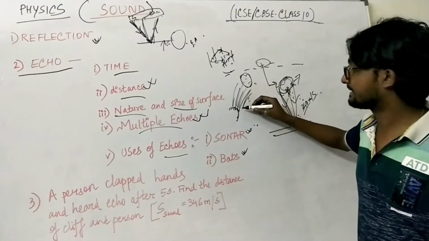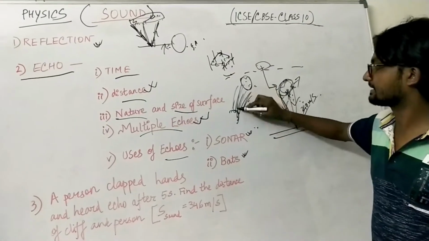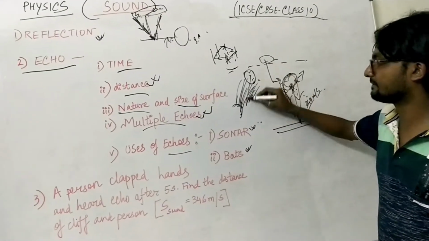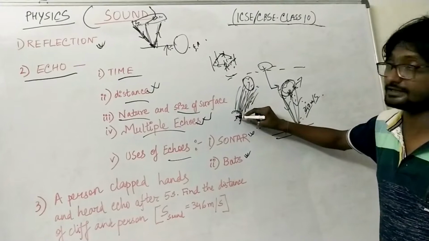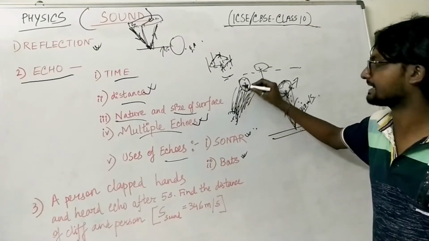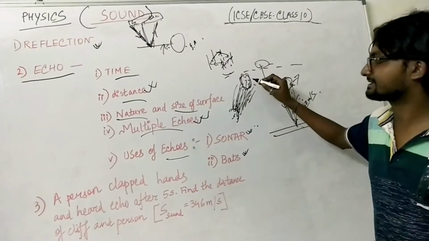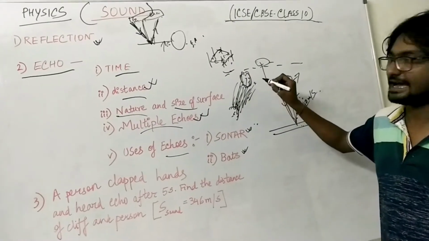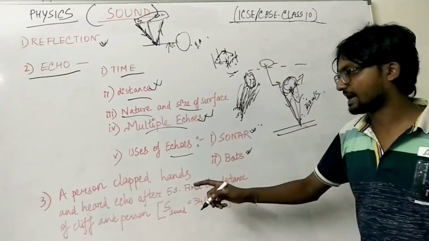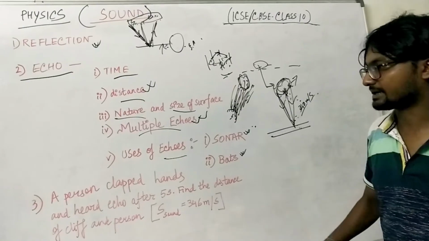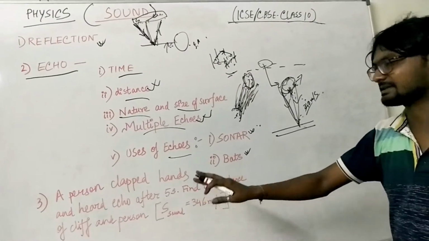The bat keeps on giving this ultrasonic sound, and if it reflects back to it, if it can hear its own sound, it can guess that something is in front of it and it is a prey. And I will come back lastly to the most important part, like a person clapped hands after echo. This is a summation.